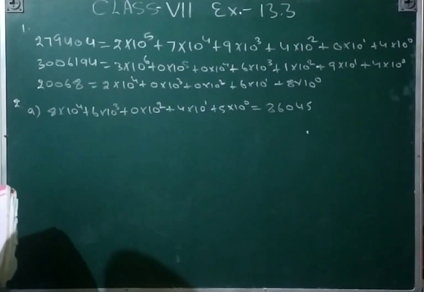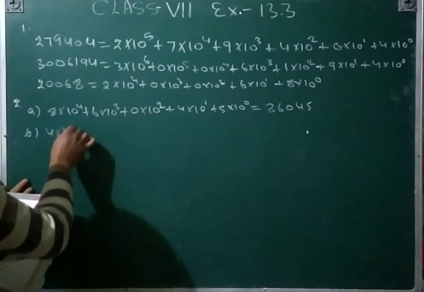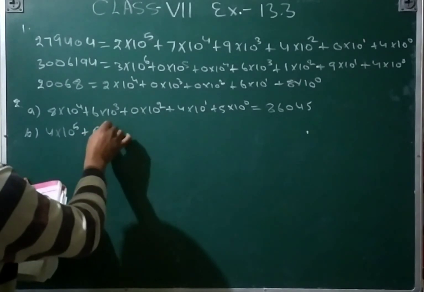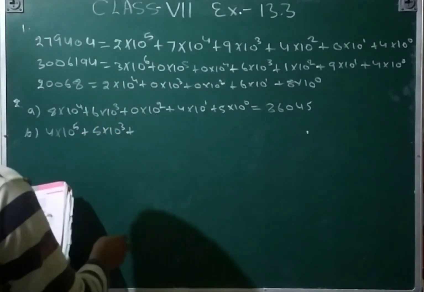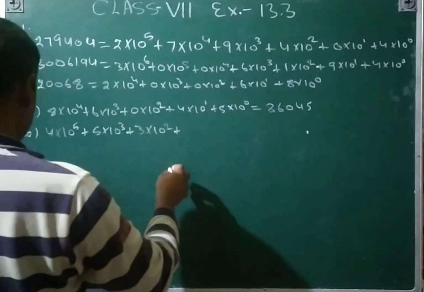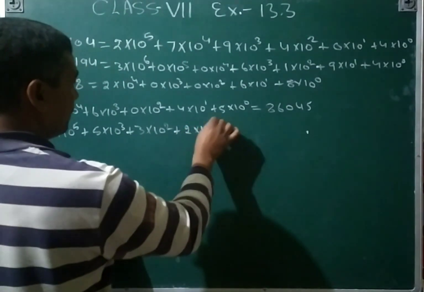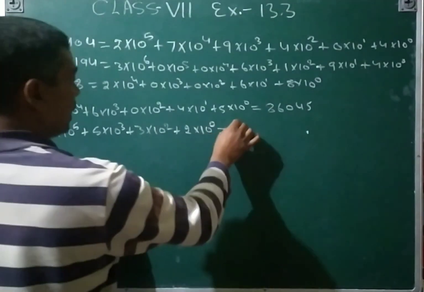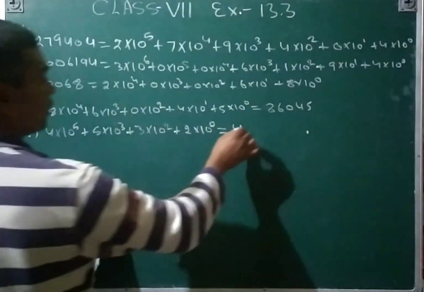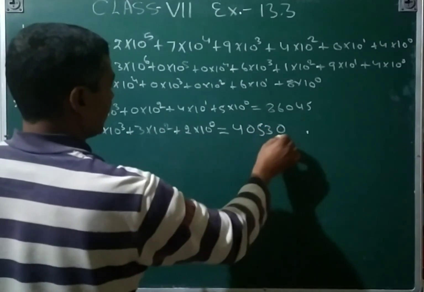And then B part, see that: 4 into 10 power 5 plus 5 into 10 power 3 plus 3 into 10 power 2 plus 2 into 10 power 0. So that will be similar: 4, and then you are looking at 5 and then 3 power is there. We are not looking at the 4 power, so on that place we will write 0, and then 5, 3, and then the 1 place is also not given, and then 2.